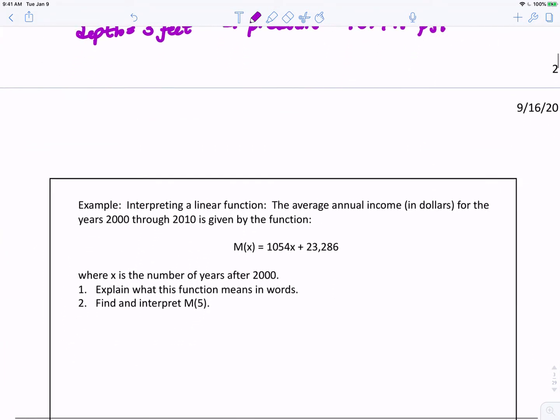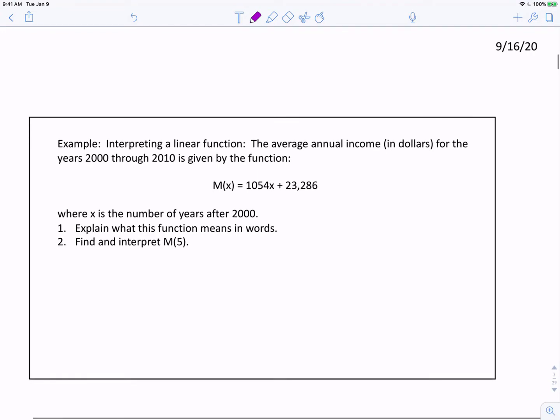All right, let's take a look at another example. The average income in dollars for the years 2000 to 2010 is given by this function. M of x is equal to 1054x plus 23,286, where x is the number of years after 2000. Explain what this function means in words.